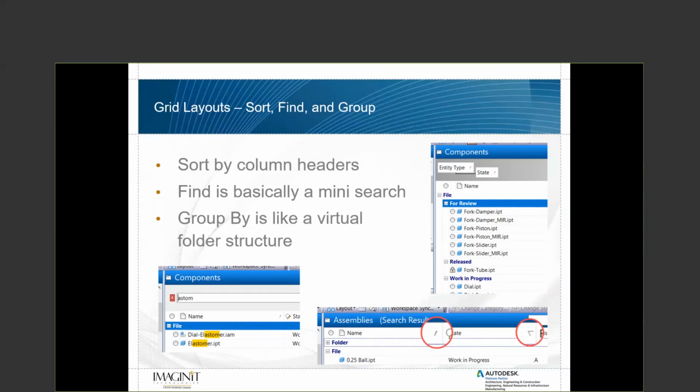Find operation will be like a search, except it's going to be using only the file data that's present in the grid. It won't search any of the other properties. And then we'll talk about the group by function, which is a way to make a virtual folder structure based on the property data. So I'm going to jump over into Vault here.